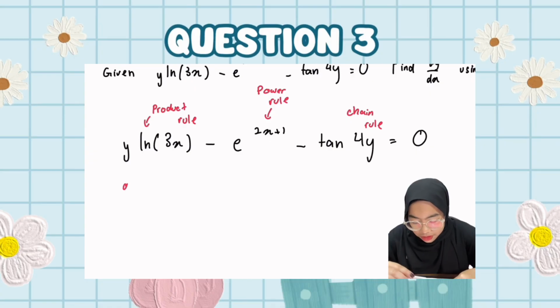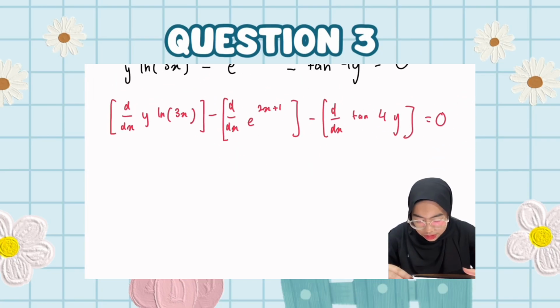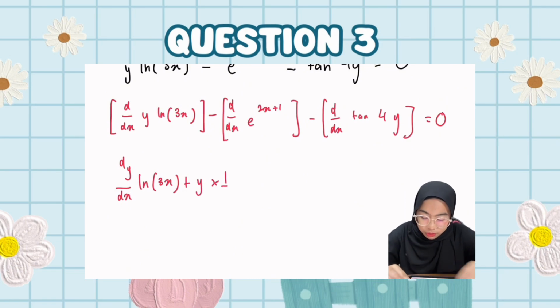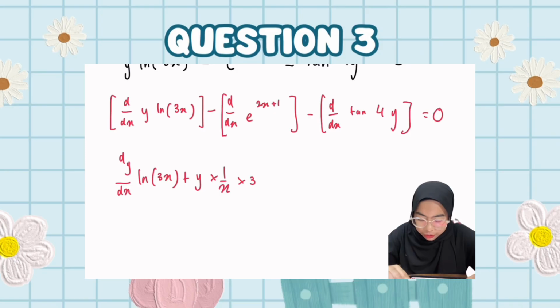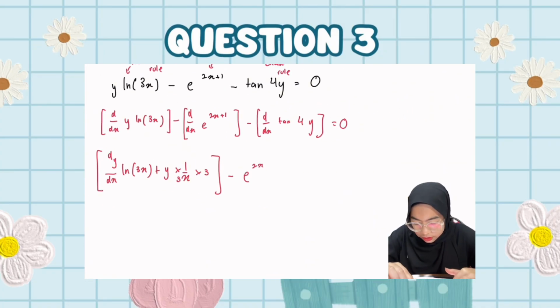After that, we must separate them so it is easier to see, by putting d dx on each term like this. And after that, we can differentiate it. The u prime is dy dx. We get the dy dx by differentiating the y, and after that copy back the ln 3x. And then we must add u and v prime. The v prime for the ln 3x is 1 over 3x, and we must multiply it with 3. And after that, we differentiate the power rule: after differentiating the 2x plus 1, we get 2, and the exponent must be multiplied with the 2.